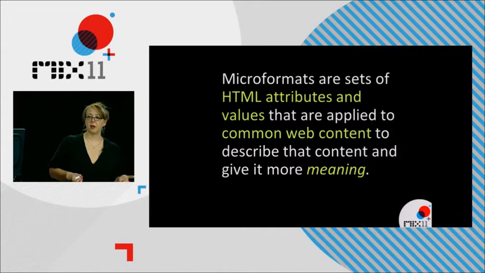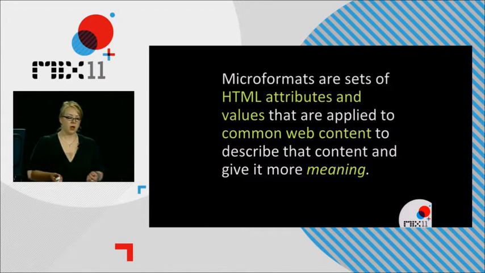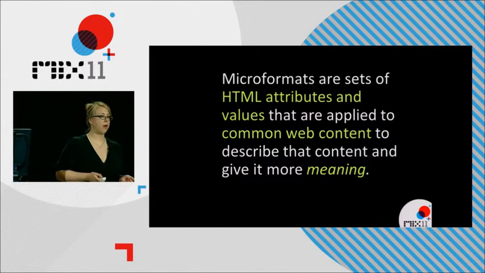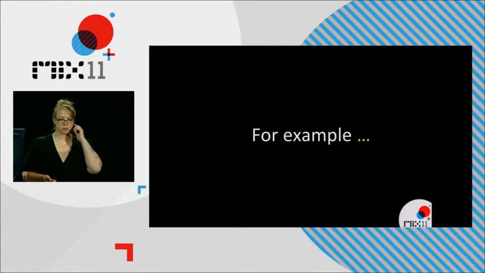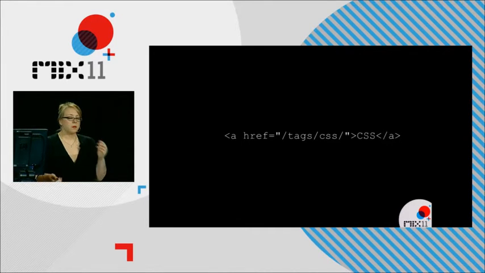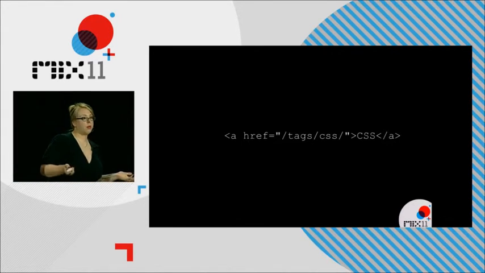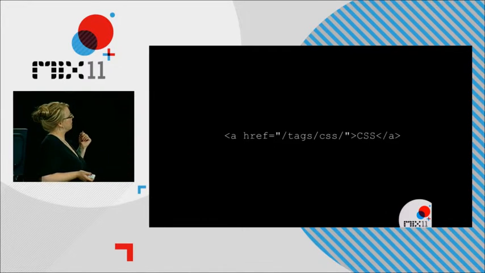The class value, for example, that many people use for styling. Also, the rel value that is applied to links. These are all part of microformats. For example, this would be a link that I might have on a blog post about CSS. This is a link to a tag on a blog post.